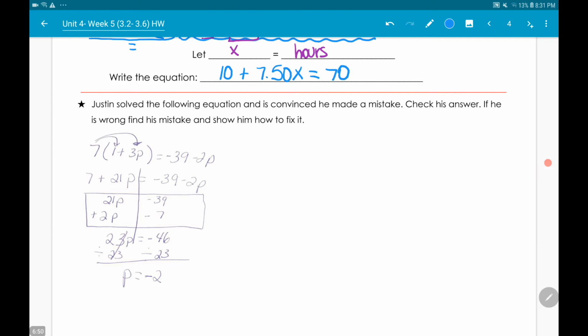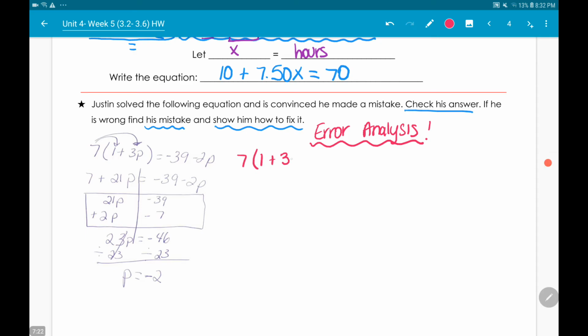Justin solved the following equation, and is convinced he made a mistake. So first it says to check his answer. If he is wrong, we need to find his mistake and show him how to fix it. So over here we can see Justin's work. We're doing what's called an error analysis. Somebody thinks they made a mistake. We need to check it out. So it looks like Justin's equation is 7 times the quantity 1 plus 3p equals negative 39 minus 2p. And his answer is right here.